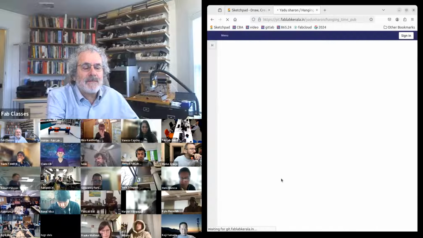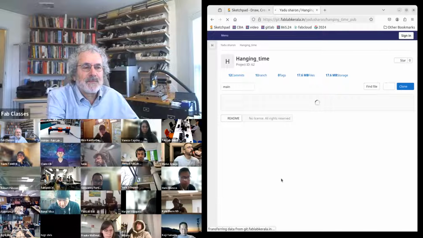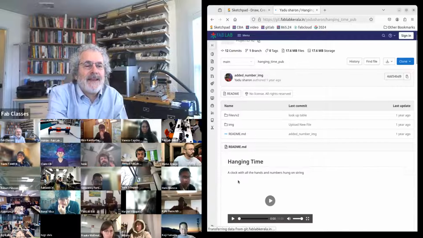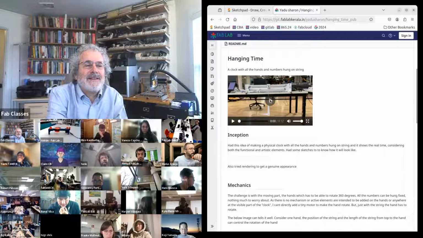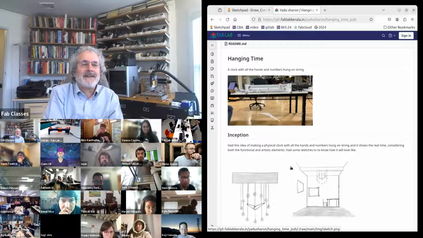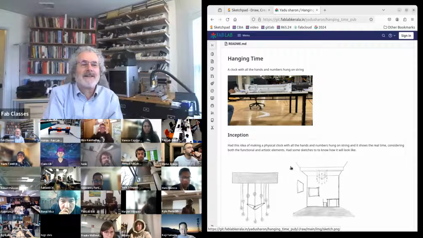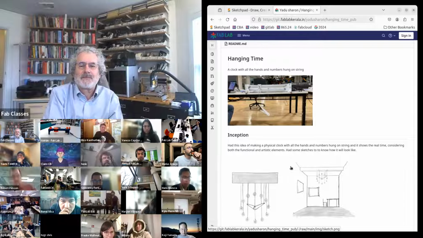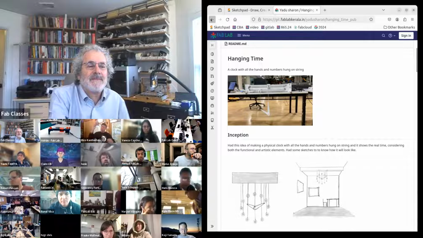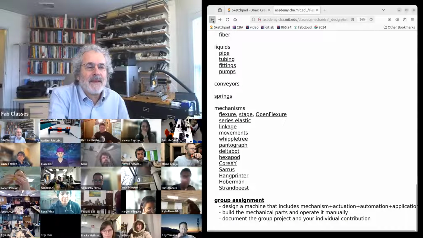And to illustrate, if we go back to mechanical design, one of my favorite examples came from the Kerala lab. From Yadu, and I just love this. This is a very clever mechanical clock. So that's an example of the mechanism design.